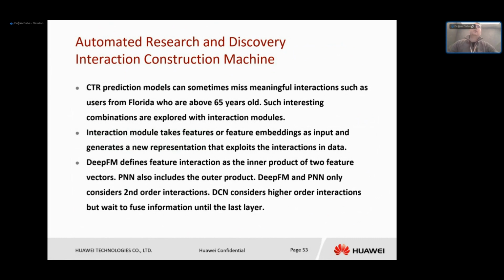And with the interaction construction machine, our goal is to benefit from this previous research, previous interaction models, and develop a technique that can combine the useful parts of these interaction models to develop an automatic model building architecture construction machine that can find models in hours, that can develop new models in hours.